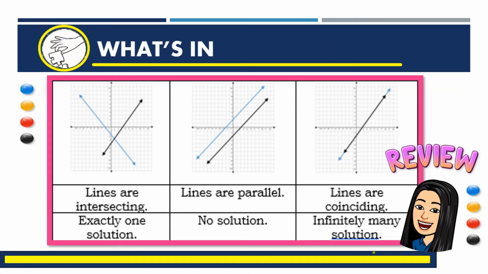This time, let's have a review. What's in? Remember that the characteristics of the graphs of the system in the same Cartesian plane can be used to determine the number of solutions a system has. More so, the characteristics of the system can also be used to categorize according to its kinds. As you can see in this graph, the lines are intersecting, so therefore, it has exactly one solution. In the second graph, the lines are parallel and so it has no solution. And for the third graph, since the lines are coinciding, then therefore, they have infinitely many solutions.